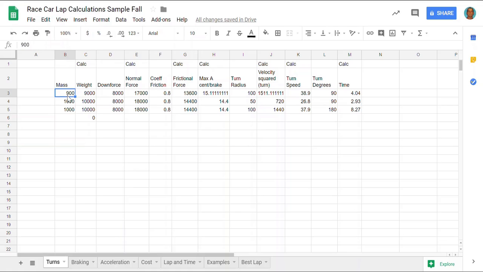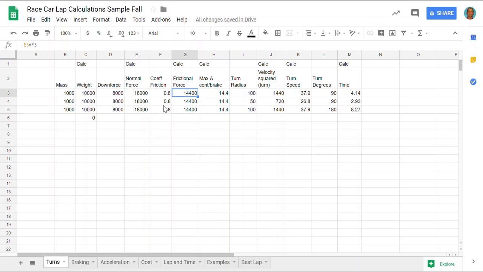All right, so I'm going to return this back to 1,000. Let's see how these change. Yep, they've all gone back. So take a look at this. Normal force is the sum of our downforce plus our weight. If we're on a hill, watch out. Coefficient of friction is a given amount because our frictional force, we can see here, says E3 times F3. E3 is our normal force. F3 is our coefficient of friction.